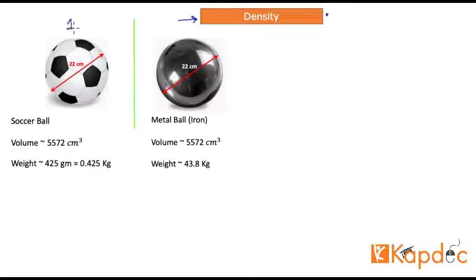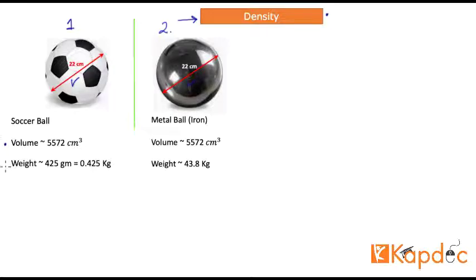Object number one is a soccer ball and object number two is a metal ball made out of iron. The similar thing between these two objects is that they both have an identical radius or diameter. They both have a 22 centimeter diameter, all right? Because they both are spherical and have identical diameter, one metric of measurement, the volume, will be identical in both of these objects, and that is 5572 centimeter cube.